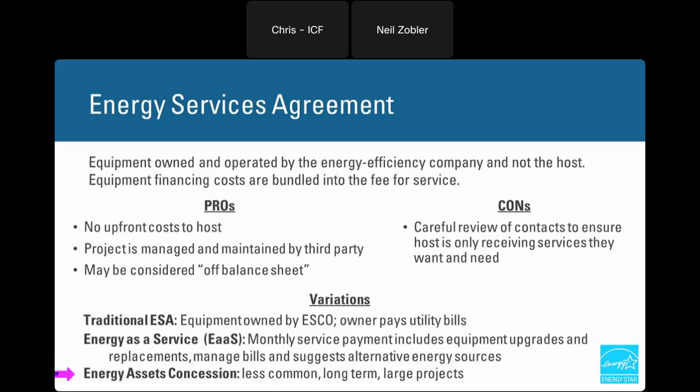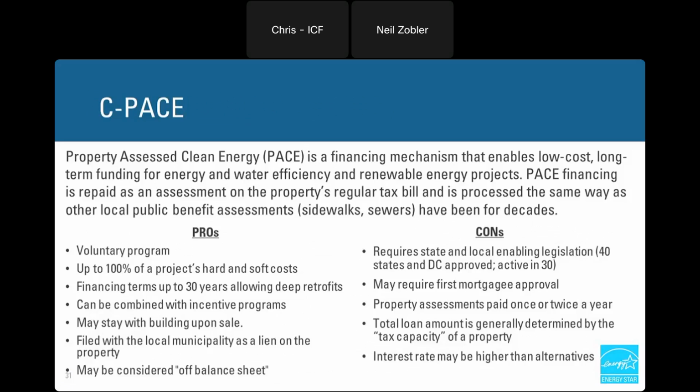Energy asset concession. I mentioned that here because that came up once in one other presentation. It's one which is much less common, requires very long-term and large projects. It's one in which a third party will buy from the customer their energy generation assets, make a payment to them, and then the location, the user winds up paying a fee for the use of the assets over time. Much less common, but it is something that I've run into.